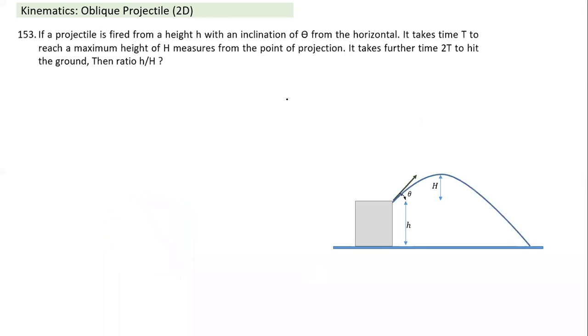The projectile is fired from height h. So it is fired from a tower of height h. This is one question where it is not a projectile on the horizontal ground, but something fired from a height. The angular inclination is theta. It takes time t to reach maximum height h, and then it takes further time 2t to hit the ground. Then we have to find the ratio h by capital H.